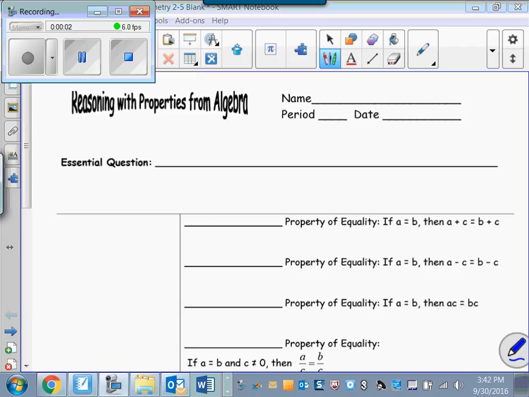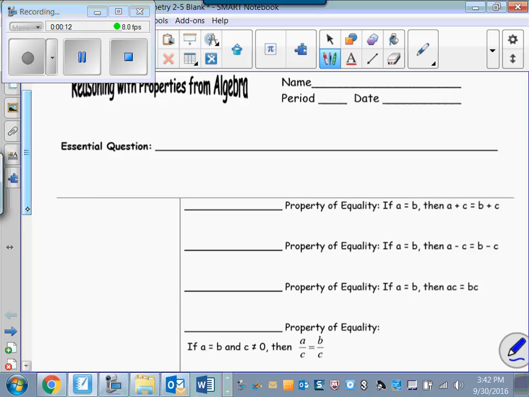Today's lesson is on reasoning with properties from algebra, and this is probably one of the most important lessons we've had so far in our course. So if you have any difficulty with this lesson, then by all means don't hesitate to write down any issues or questions that you have on your paper so we can discuss it thoroughly in class.